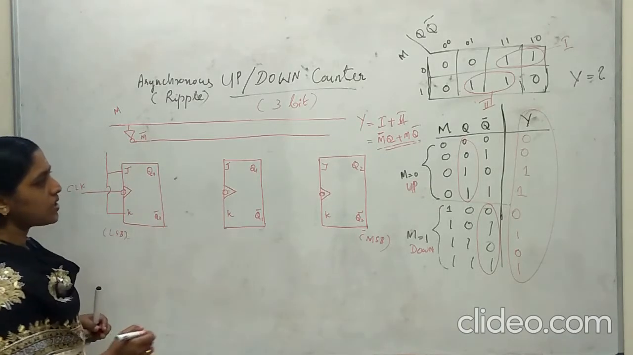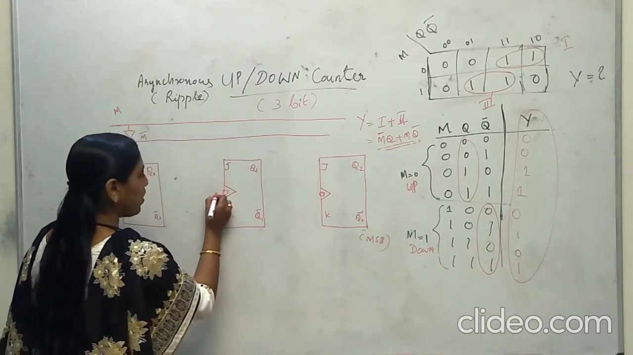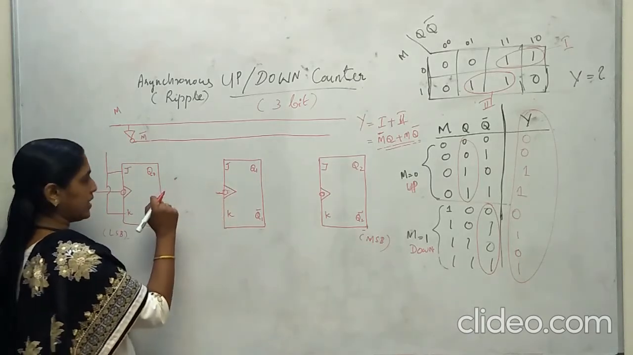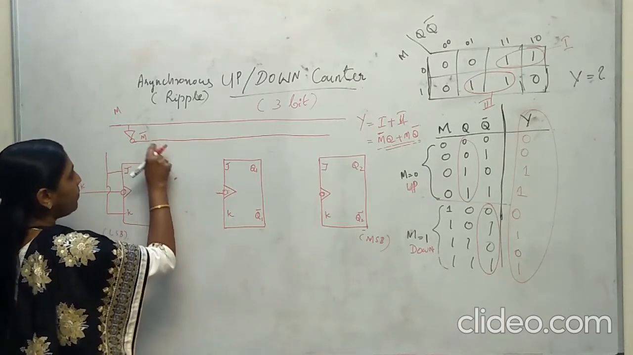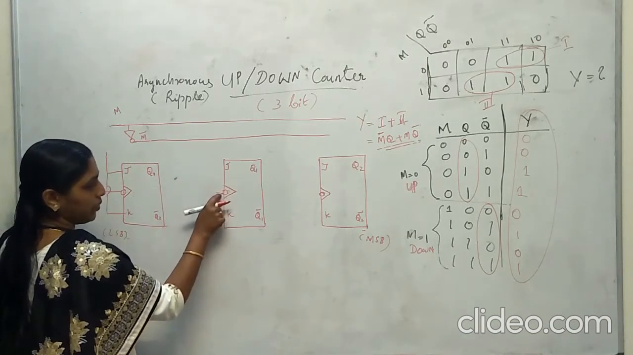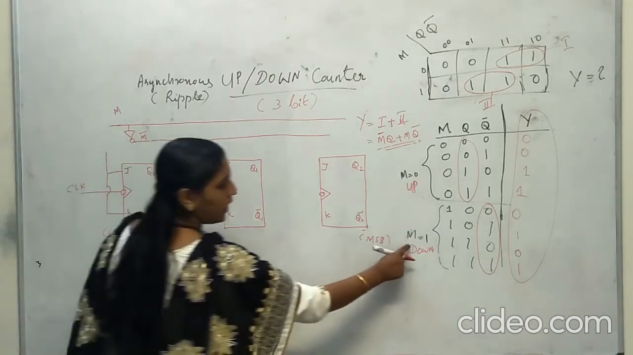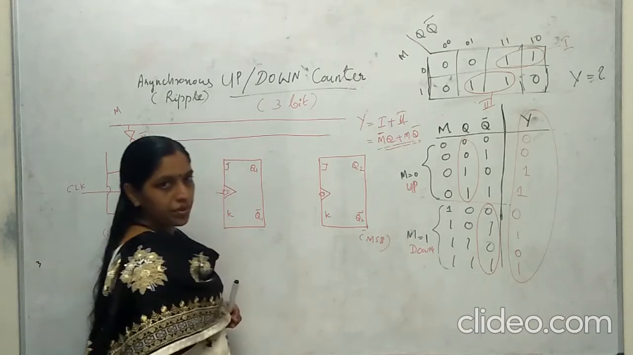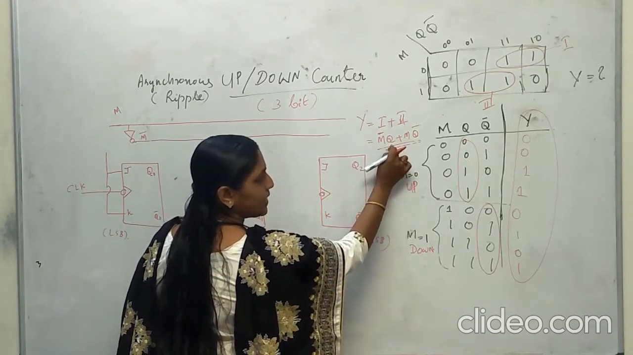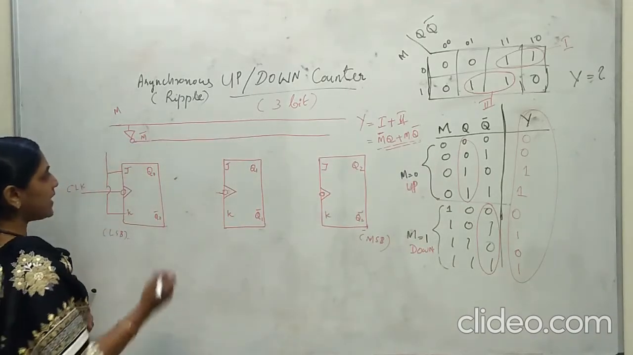Now what is our output Y? How should I give this clock input? Clock input should be chosen based on 2 conditions. If M is equal to 0, I have to choose Q0 as the clock input. And if M is equal to 1, I have to choose Q bar as the clock input. Okay, that is what we have decided here. M is equal to 0 means Q will be selected. M is equal to 1 means Q bar will be selected. So how can I realize that?